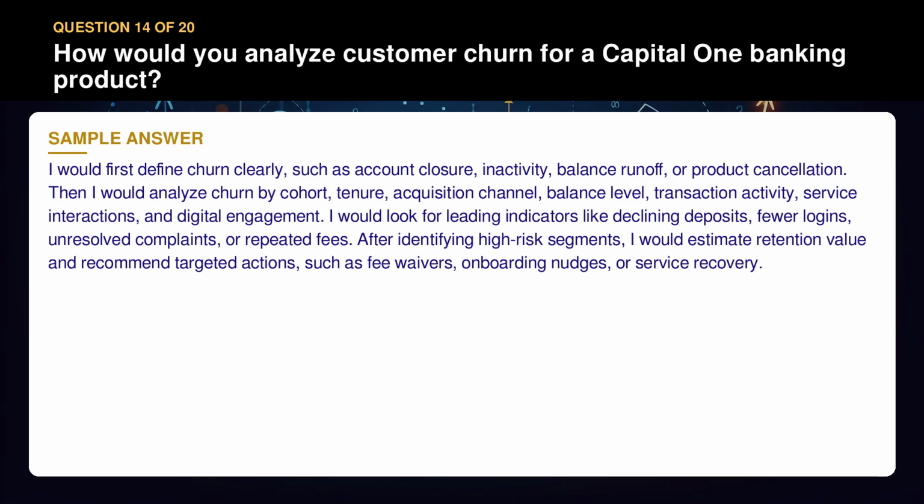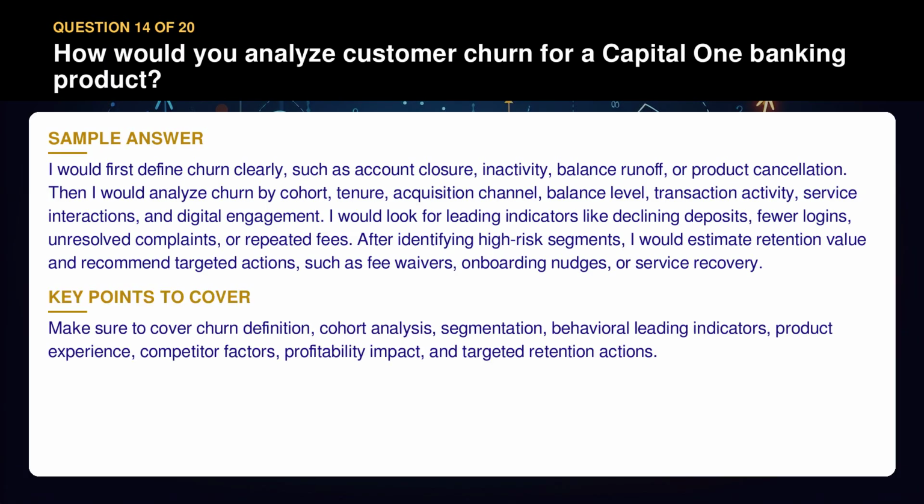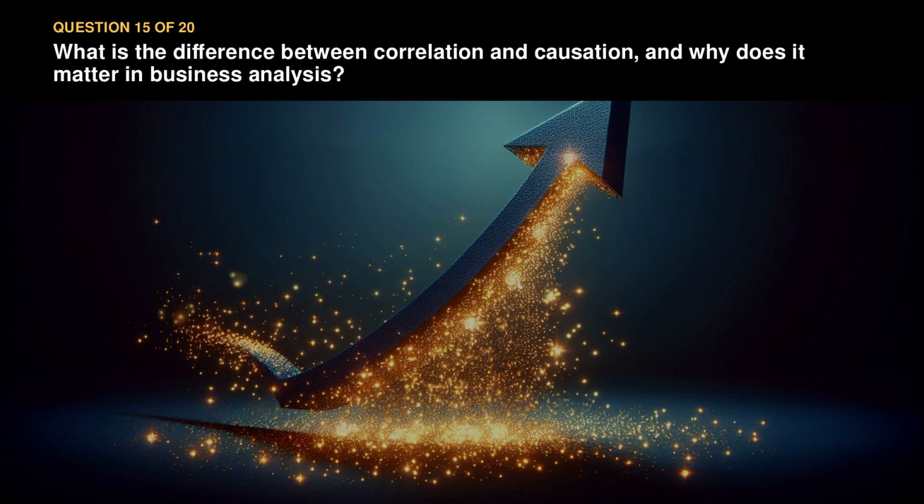I would look for leading indicators like declining deposits, fewer logins, unresolved complaints, or repeated fees. After identifying high-risk segments, I would estimate retention value and recommend targeted actions, such as fee waivers, onboarding nudges, or service recovery. Make sure to cover churn definition, cohort analysis, segmentation, behavioral leading indicators, product experience, competitor factors, profitability impact, and targeted retention actions.